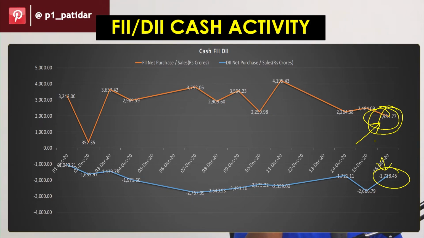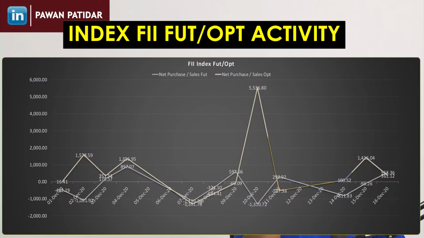So again, if you see in cash activity, meaning in equity, FIIs are continuously buying, DIIs are continuously selling. Last month also the same scenario was there. Now let's move to the next and see FIIs' future and option activities, and we'll be finding out where they are making the positions, whether they are reducing the positions or making new positions.